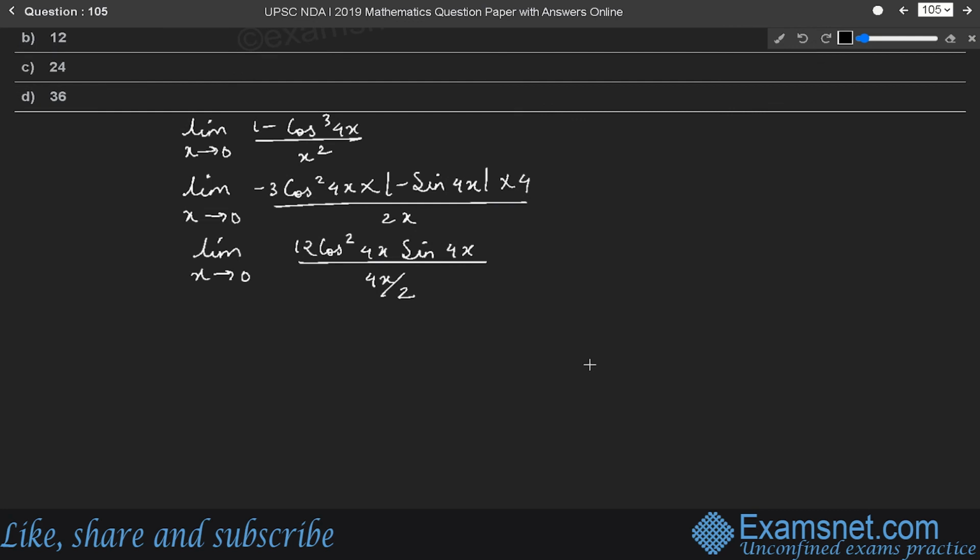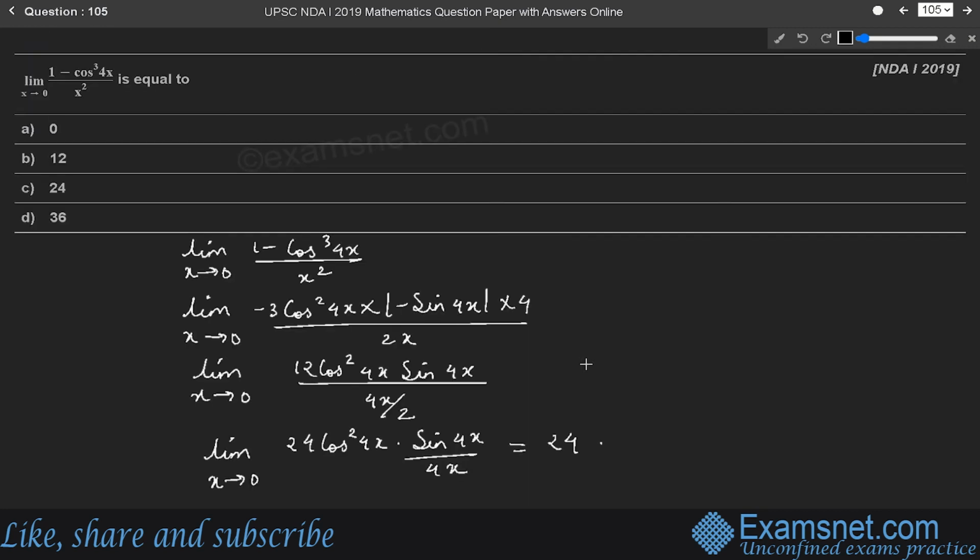On further solving, it will be equal to limit x tends to 0 24 cos square 4x into sine 4x upon 4x, which gives 24. So the correct value for this question is 24. Hence, we can say that option C is the correct option for this question.